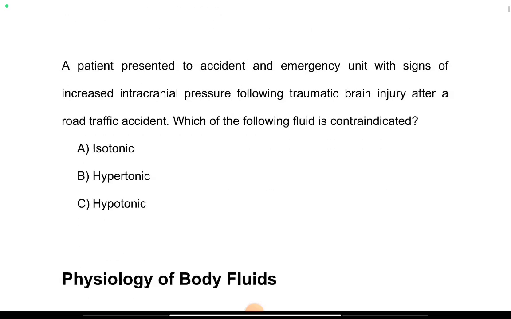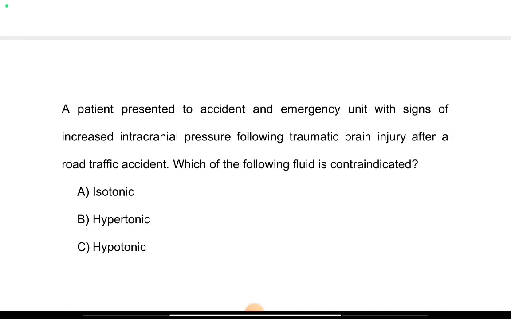So let's look at the second vignette. This is practical enough. A patient presented to the accident and emergency unit with signs of raised intracranial pressure following traumatic brain injury after a road traffic accident. Which of the following fluids is contraindicated? A. Isotonic fluid. B. Hypertonic fluid. C. Hypotonic fluid.